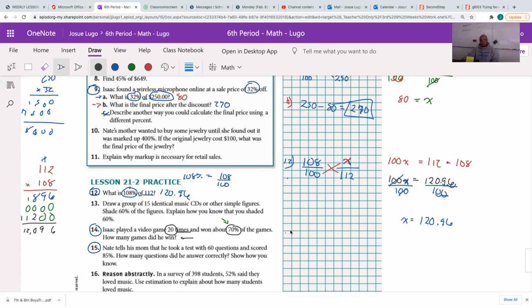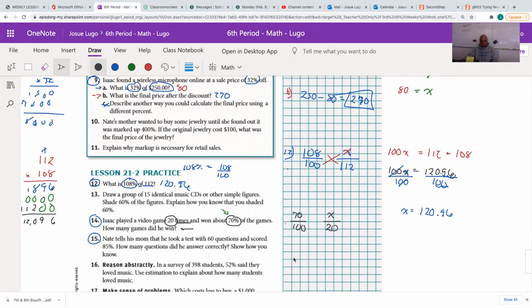So 70%, obviously that's going to be 70 over 100. And our 100%, the total games that he played, is 20. But we wanted to know, what is 70%? What is that over 20? There are actually two ways of doing this at least, but let's do the cross multiplication method. And then for 15, ladies and gentlemen, try it on your own.